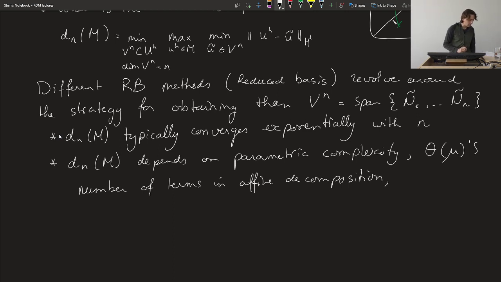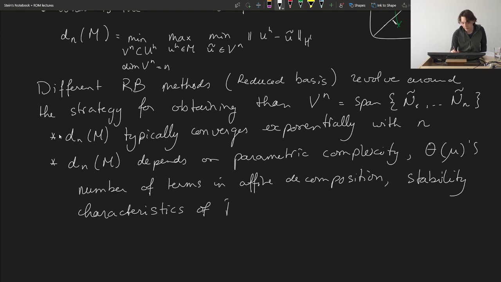It also depends on the stability characteristics of the partial differential equations. So I would say these are actually quite natural conclusions. If I have a partial differential equation that's going to be extremely sensitive to input, well then the n width, the Kolmogorov n width, is going to be large. If I have a couple of parameters that have a huge influence on my solution manifold, well then also in all likelihood it's going to be large.